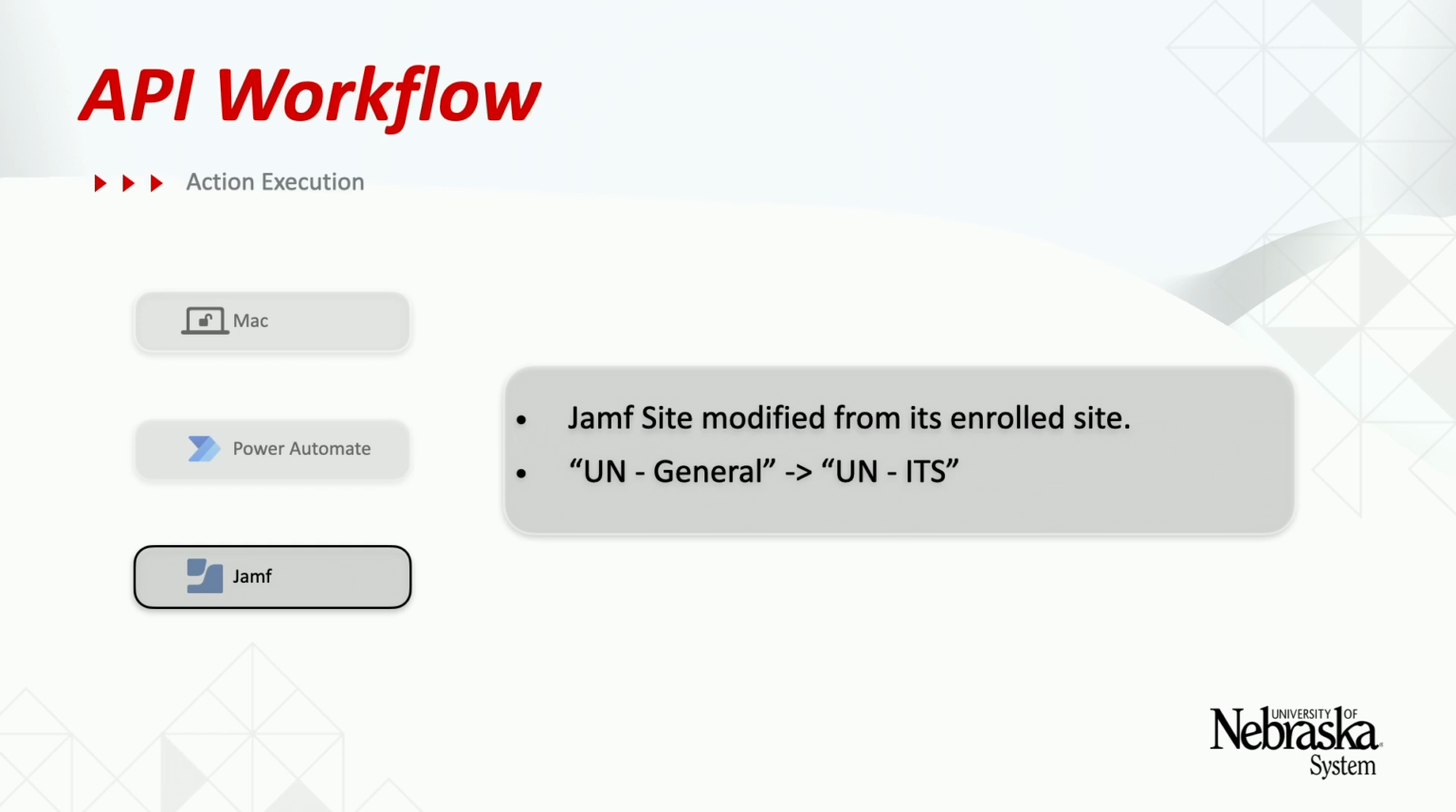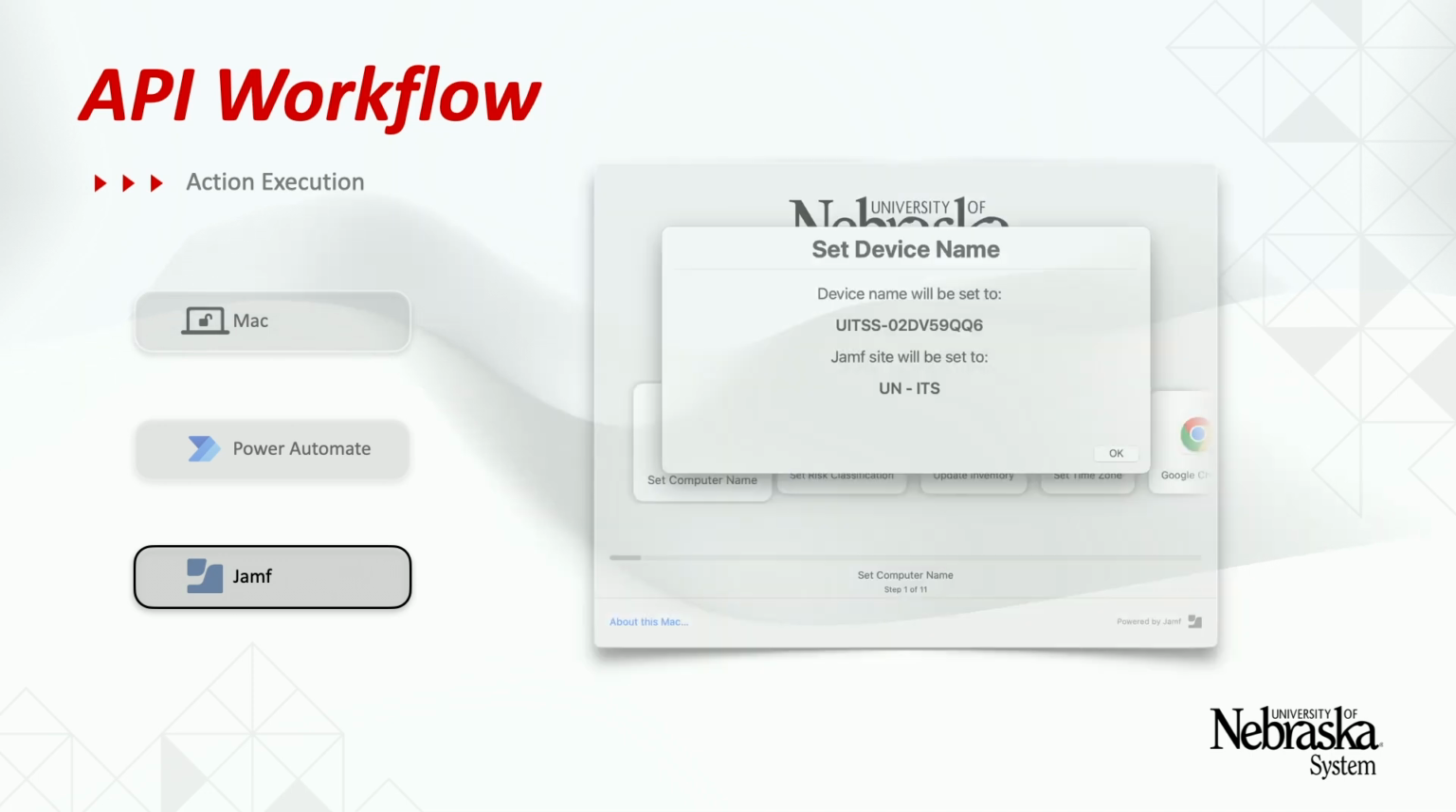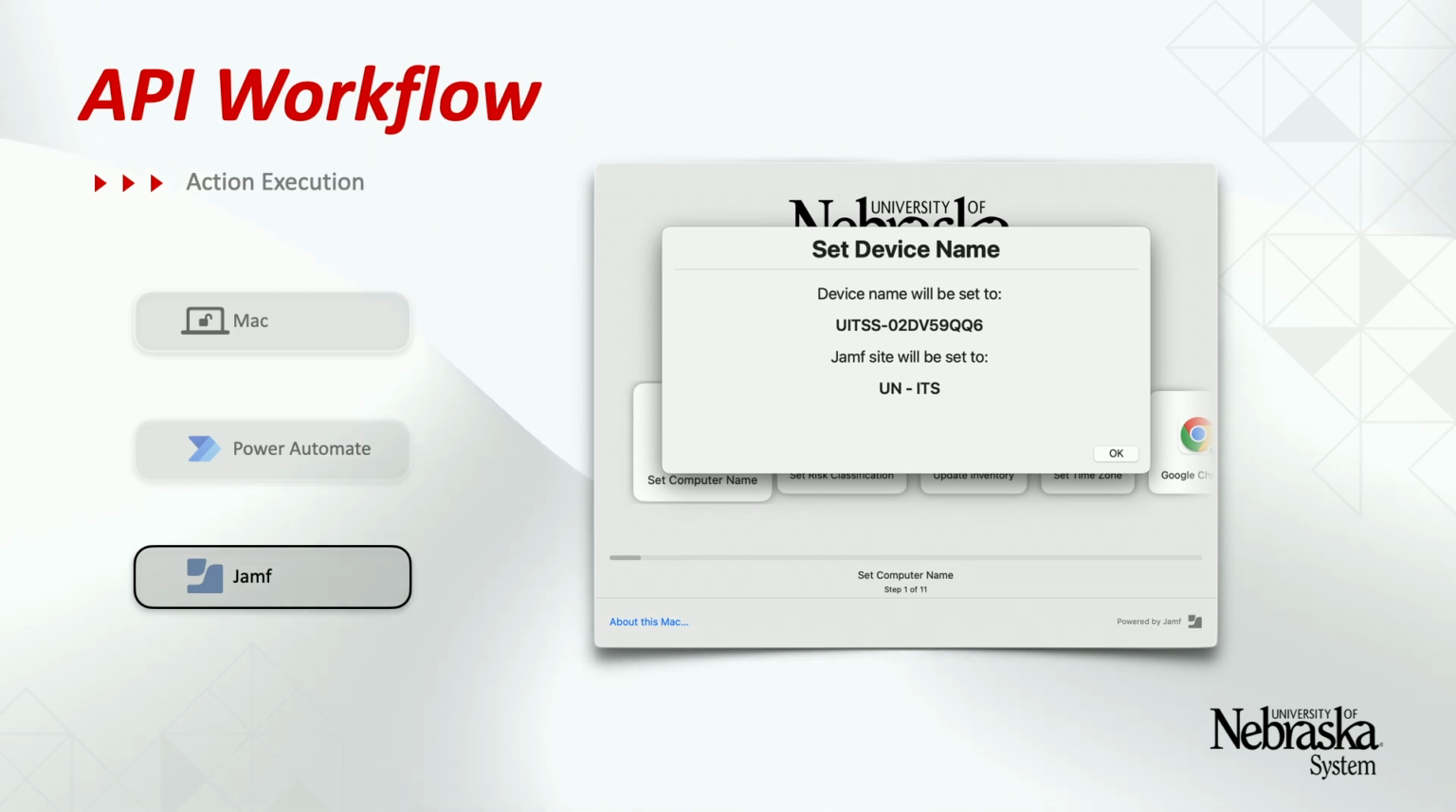So we succeeded in modifying that Jamf site from its originally enrolled site from UN General, which is where our automated device enrollment workflow, kind of everything flows into that automatically. We have a PreStage that's auto-assigned, and then it goes through this process, and then it lands in the UN ITS site in this example. That is all happening as soon as you hit OK. That long process is in a couple of seconds, and it returns, and then it continues on to the next action in Jamf Setup Manager.